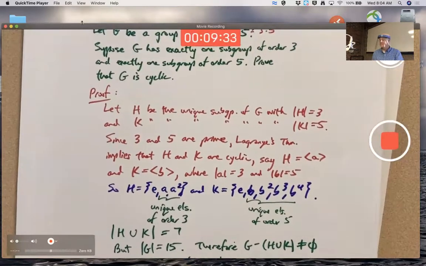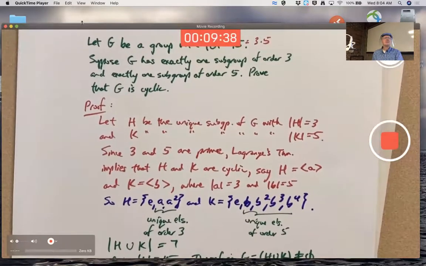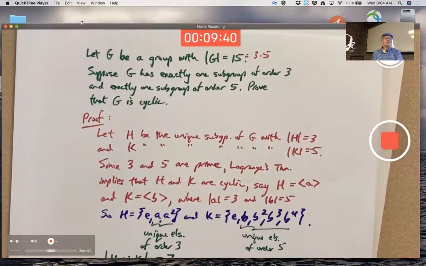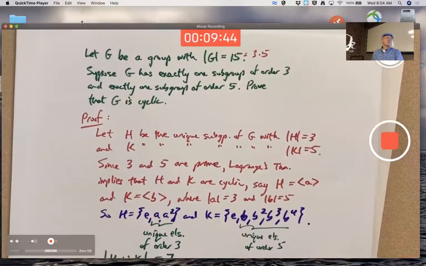Maybe you did. And yeah, I could see putting something like this on the test. Maybe a different example. Maybe the order of G is 21, which is 3 times 7, or 35, which is 5 times 7, or something like that.